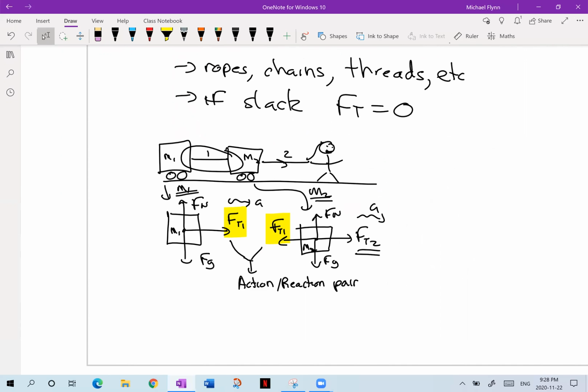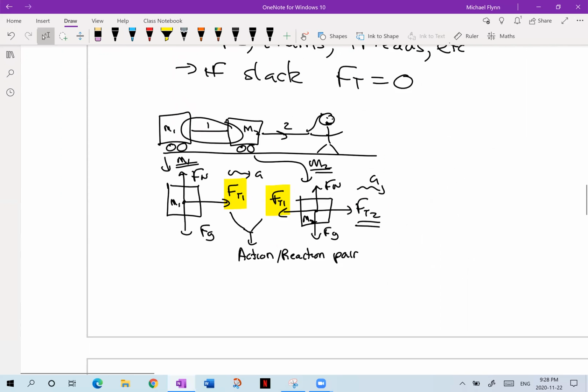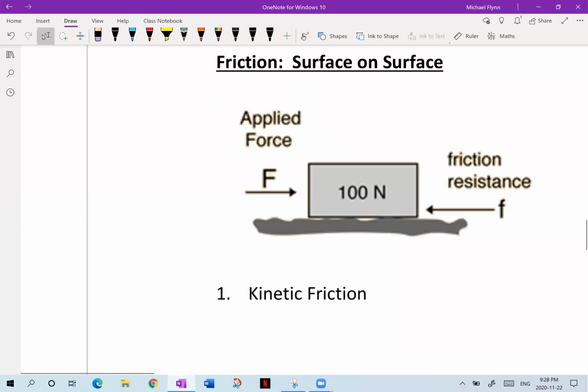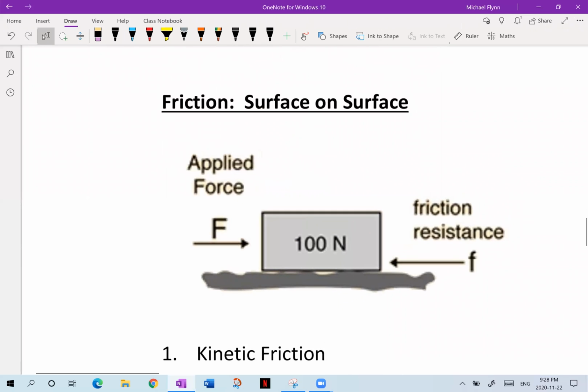So tension in ropes, we're going to look at pulleys this year. We didn't really do that last year. And understanding the concept of tension and how the tension is the same everywhere in a rope is crucial. Okay, but we'll talk more about that later. All right, let's get to everyone's favorite, which is surface-on-surface friction.